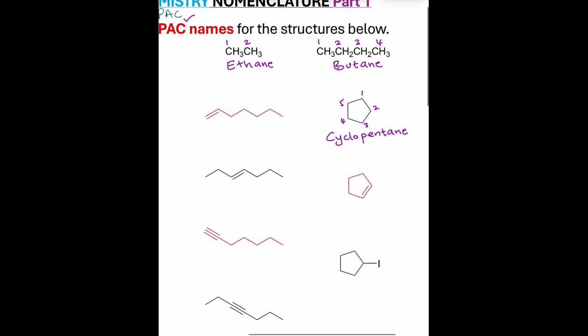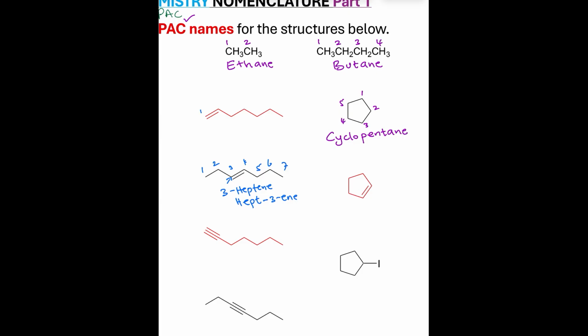We can apply the same here. 1, 2, 3, 4, 5, 6, 7. We want to have the lowest number for the double bond, the lowest position. If we count from the left, it starts from carbon number 3. But if we start from the right, it will start from carbon number 4. So it's better to start from the left. And because it has 7 carbons, it will be 3-heptene, or you'll say hept-3-ene.